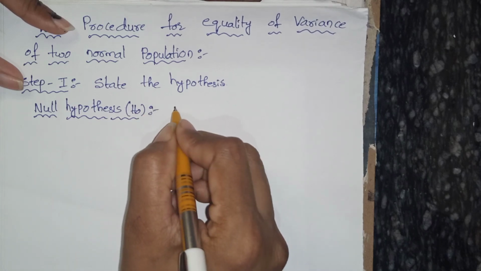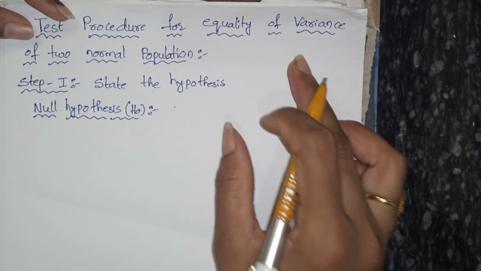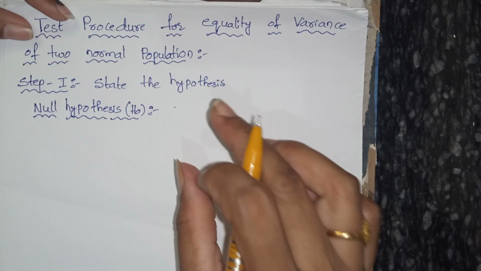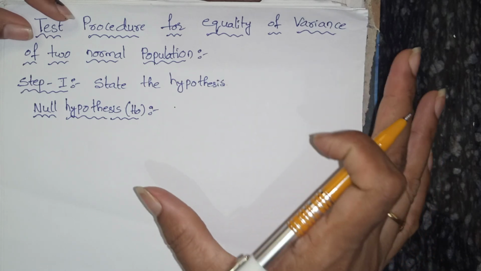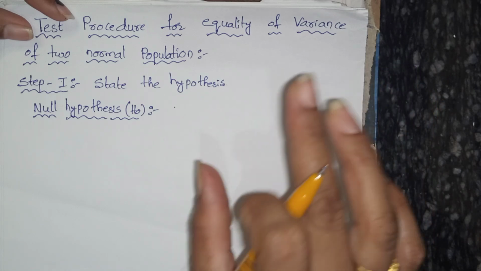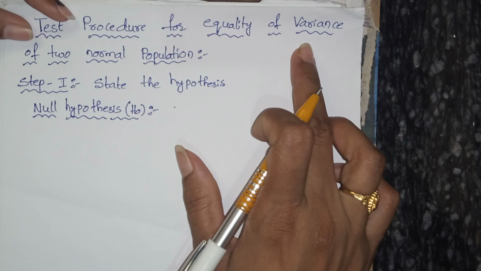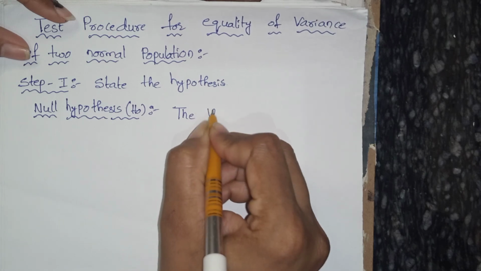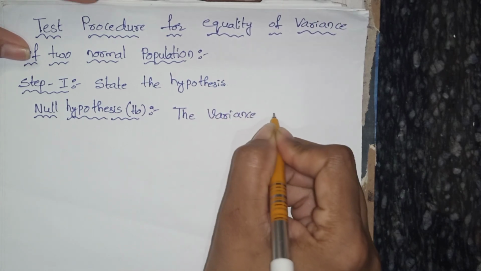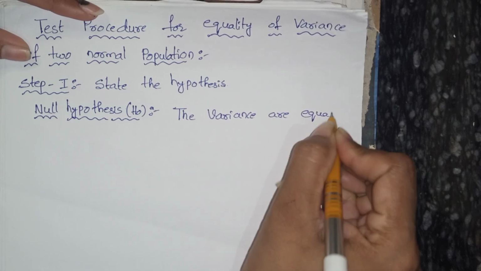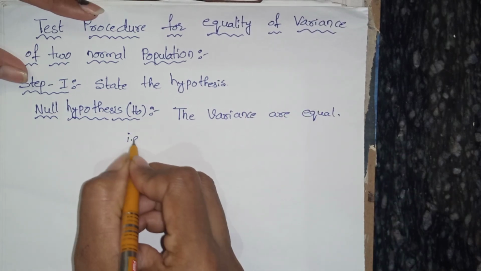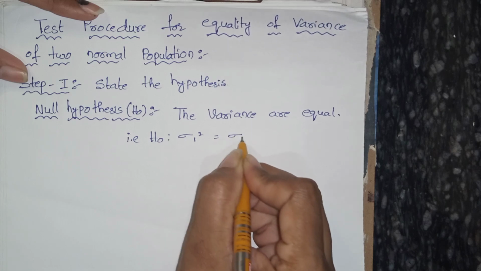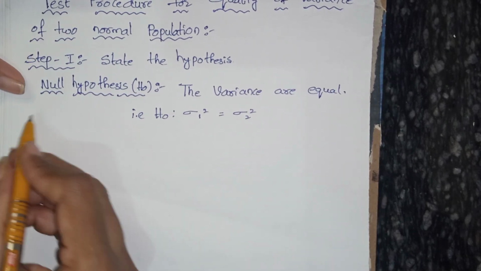The variances are equal. Why? Because whenever we do any test, we have to take that the observations, samples or populations are equal. Here we are going to test variance, so we take that the variances are equal. How can we write this? That is H naught such that sigma 1 square equals sigma 2 square. So this is the null.